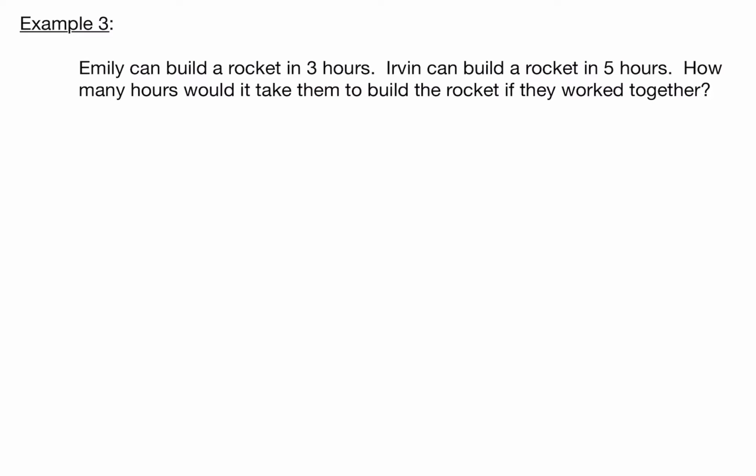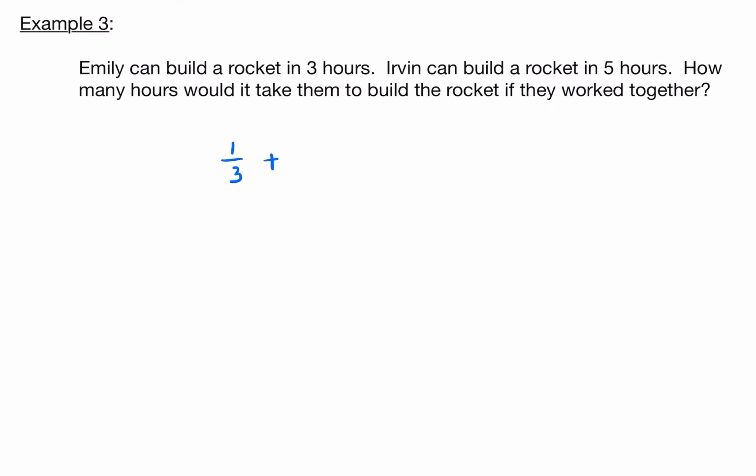Okay, so we've got two individuals, and you're being told how long it takes them to do a particular task. And then the question here becomes, well, how long would it take if they both work together on the same task? Okay, so the way to set this problem up is Emily can build a rocket in 3 hours, so that is 1 over 3.